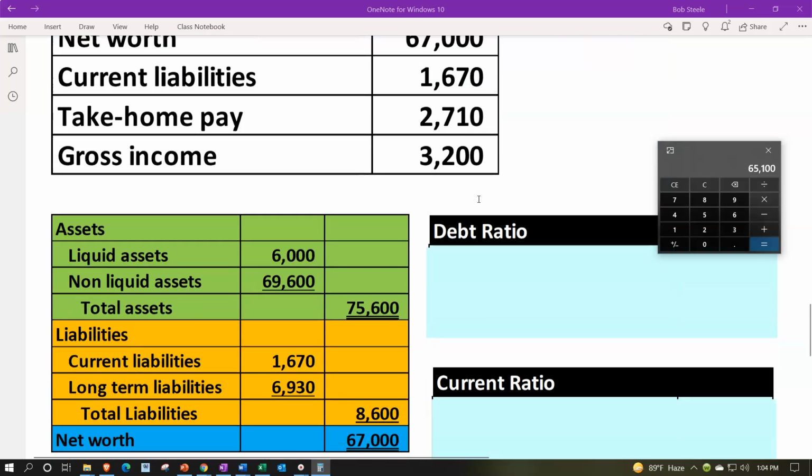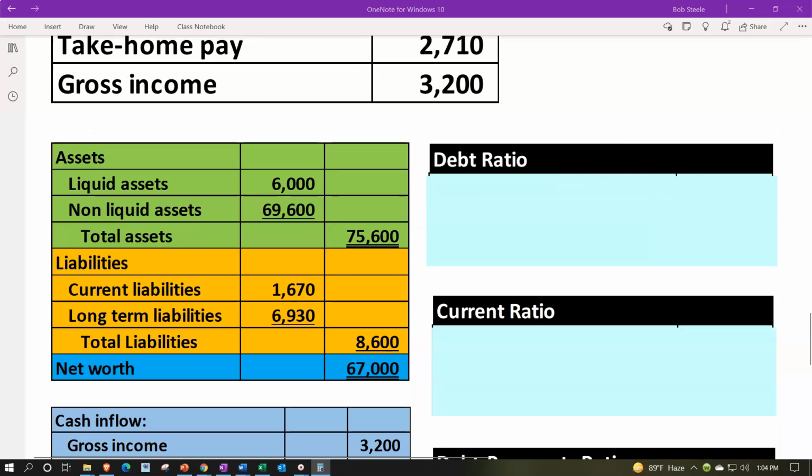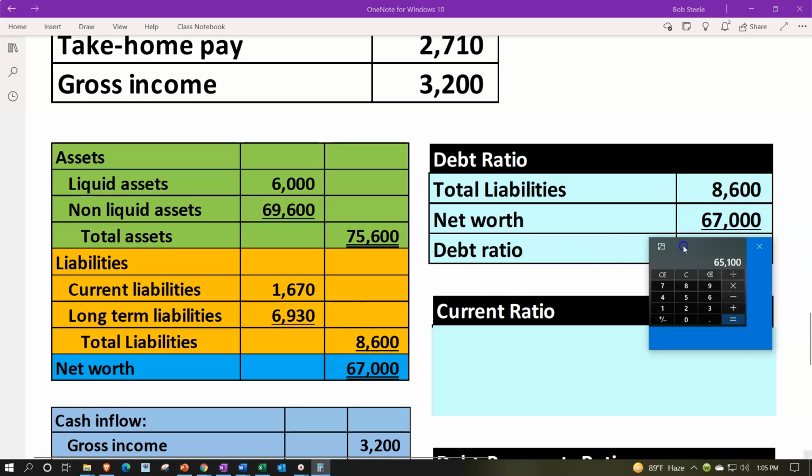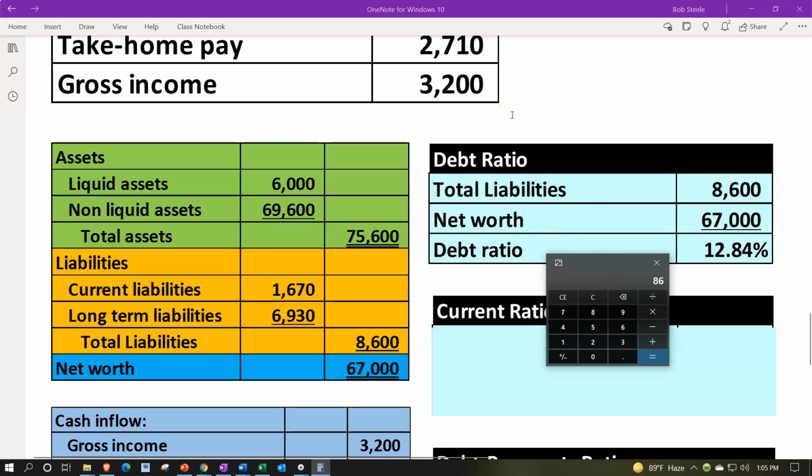But in any case, if we go down, now we can take a look at some of our common ratios. So first we have the debt ratio, which we're going to be comparing the liabilities and the net worth. So our liabilities are what we owe to third parties. So that's going to be the 8,600. We're going to compare that to the net worth, which is in essence the equity component. So what we owe to the third parties divided by the net worth. And that's going to be the 8600 divided by the 67,000. If I move the decimal two places over, we can put it in a percentage format.